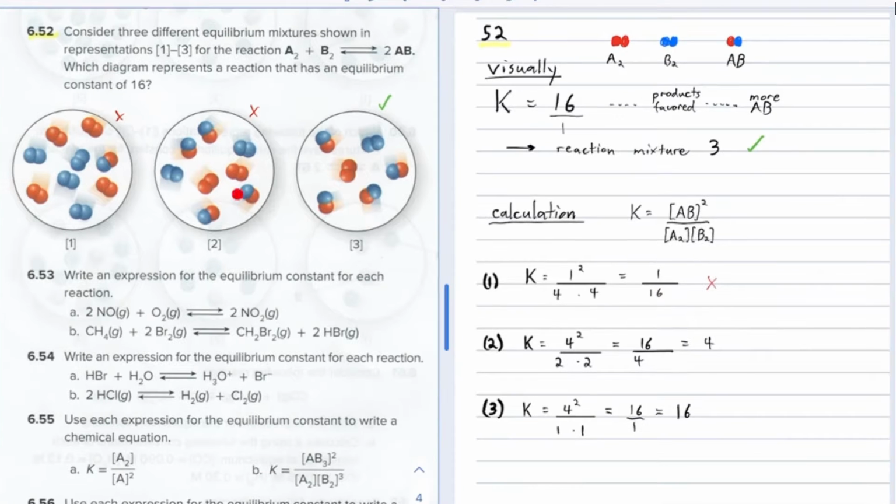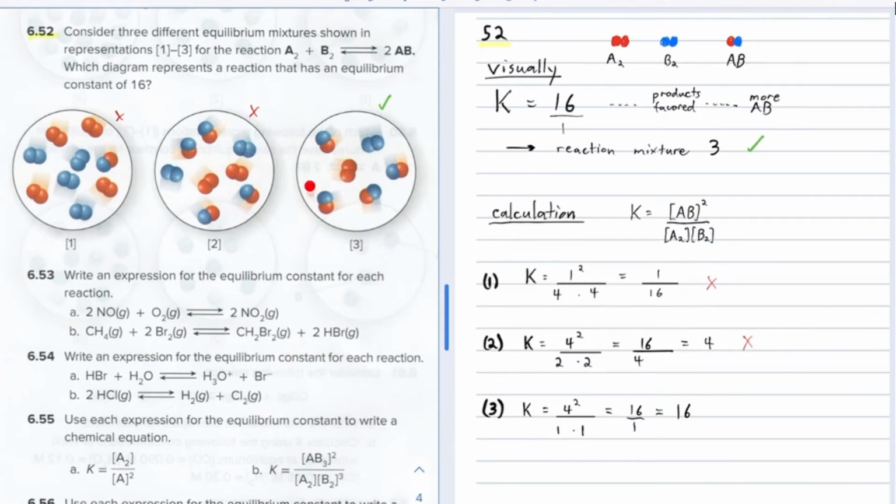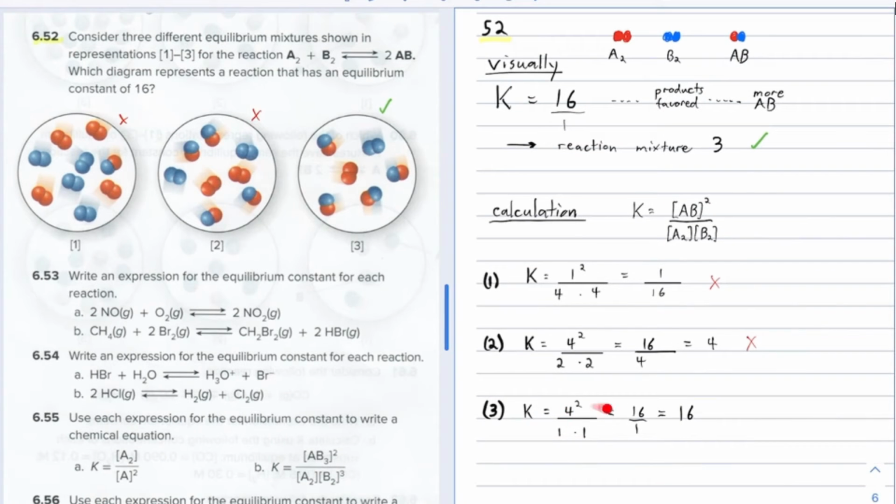For the second one, you got 4 product molecules and then 2 and 2 for the reactant molecules. So that's going to be 4 squared over 2 times 2. That's going to come out to 16 over 4, which is 4. And still, it's not equal to 16. For the third one, we see you got 1, 2, 3, 4 product molecules and then 1 and 1. So you got 4 squared over 1 times 1, and that comes out to 16 over 1, which is 16. And that's it.